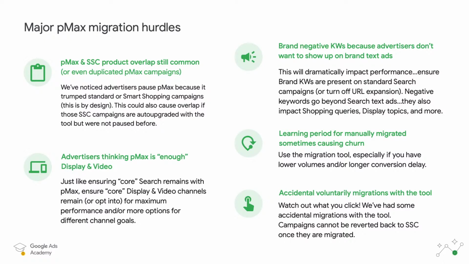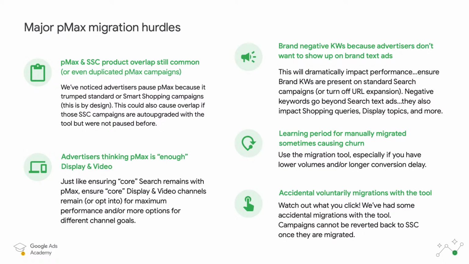Before the tool was widely available to all, we had advertisers sometimes manually shift from Smart Shopping campaigns to Performance Max, and this caused a several-week learning period and some fluctuations. This is why we stress using the upgrade tool when it is available in your account. And although this is not as widespread as the others, it's important to know, we've had a handful of advertisers accidentally migrate their Smart Shopping campaigns over to Performance Max with the upgrade tool, so just watch out where you click, as that Smart Shopping campaign cannot be reactivated and is removed while the Performance Max campaign takes over.